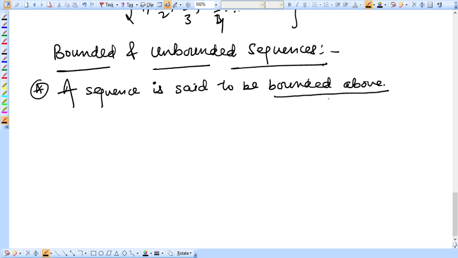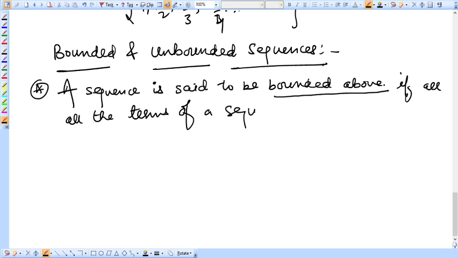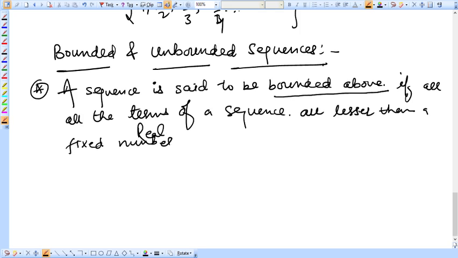किसी sequence को bounded above कब कहा जाता है? When, a sequence is said to be bounded above if all the terms of a sequence are lesser than, smaller than, a fixed real number k.